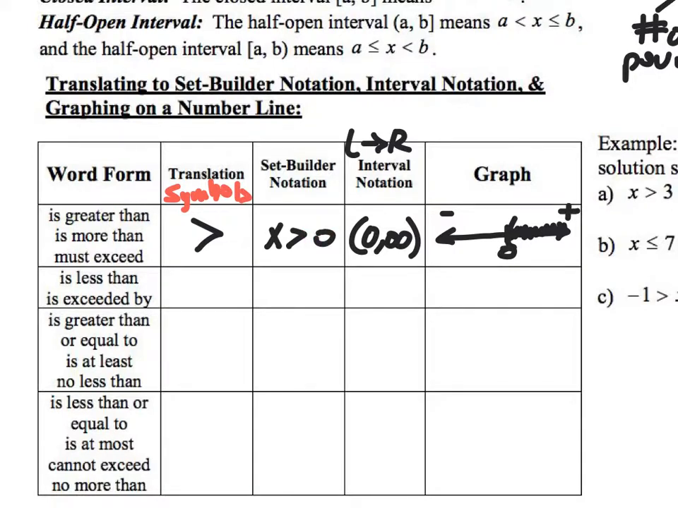Now let's look at is less than. Everything's just going to be the opposite. We're going to draw our inequality symbol like that. We're going to say that X is less than 0.